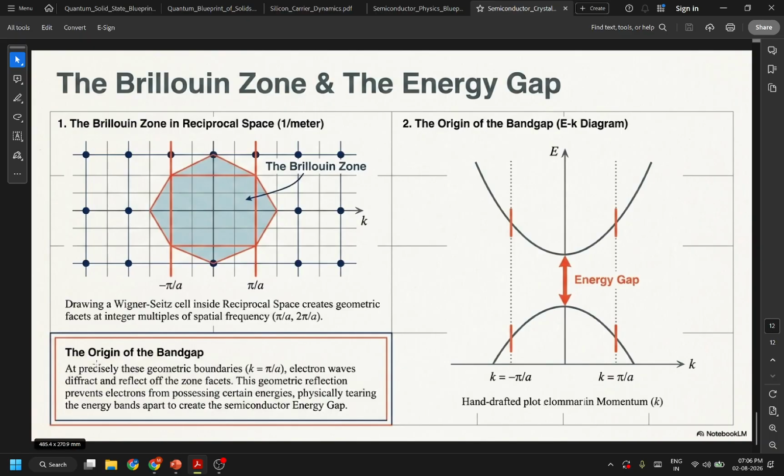Precisely at these geometrical boundaries, k equals pi by a, the electron waves diffract and reflect off the zone facets. This geometrical reflection prevents electrons from possessing certain energies, physically tearing the energy bands apart to create the semiconductor energy gap. So this is the physical explanation of the creation of the forbidden energy gap.